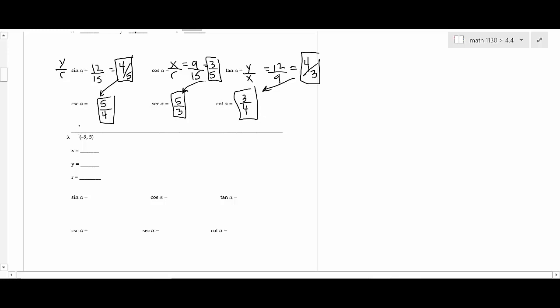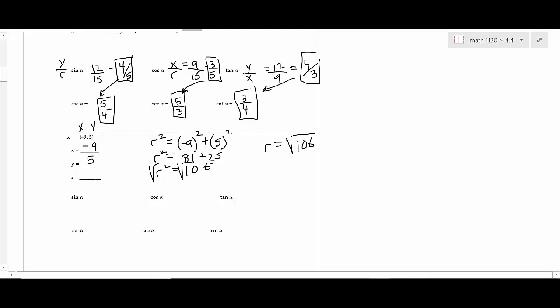So on number 3, x is going to be -9, y is going to be 5, and you got to crunch out what r is. So r squared is going to be x squared plus y squared. So we're just doing the Pythagorean theorem to find the hypotenuse. So that's r squared equals 81 plus 25. So that's r squared equals 106. And then you square root both sides. So you would get r is equal to the square root of 106 like that.